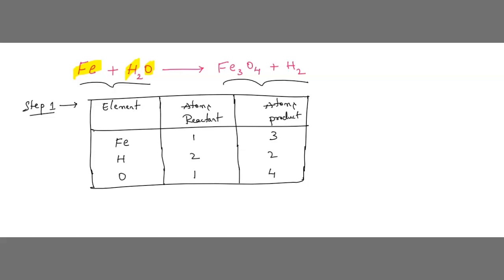Here Fe is 1, here it is 3. Both are equal? No, it is not equal. How many hydrogen? 2, 2. Yes, it is the same. No problem. How many oxygen do we have? 1 oxygen, but here we have 4 oxygens, right?